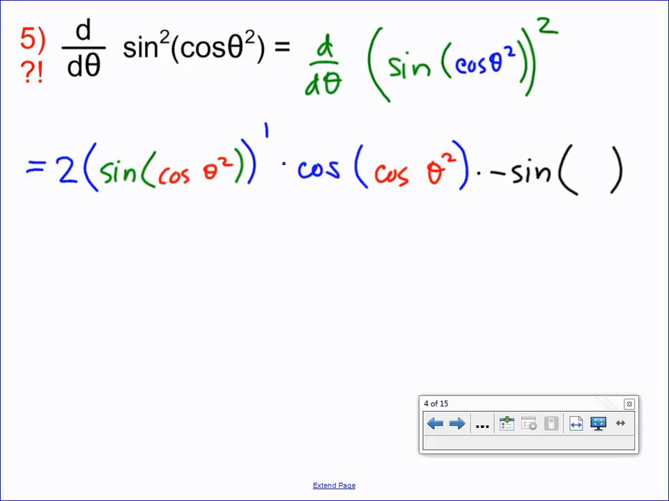What's my inner function? Theta squared, times the derivative of my inner function. What's the derivative of theta squared? We're almost there. 2 theta. So did I make enough? Almost? Don't be shy.